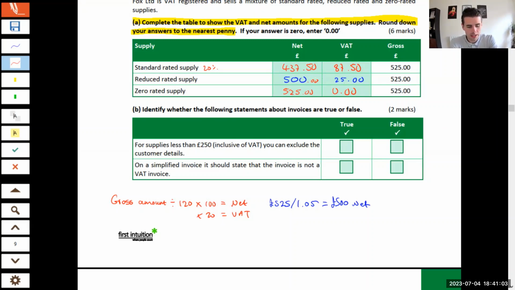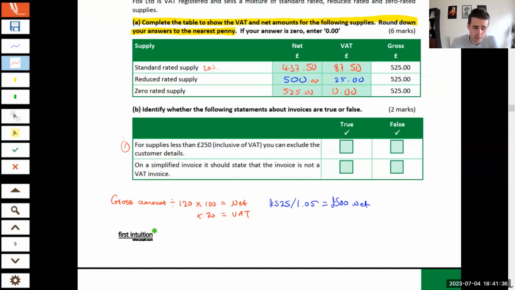Okay, let's do part B. It's saying, can we identify if the following statements about invoices are true or false? Okay, let's have a look. Statement number 1. For supplies less than £250, inclusive of VAT, you can exclude the customer details. So it sounds like we're talking about simplified invoices here, doesn't it? So again, when it's saying invoices, don't forget it's simplified ones as well.